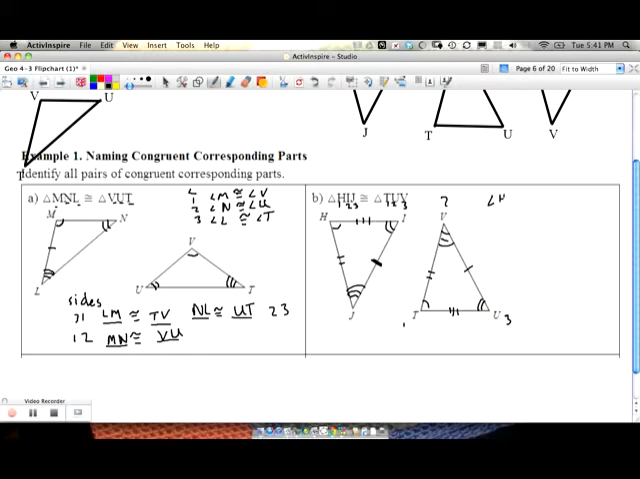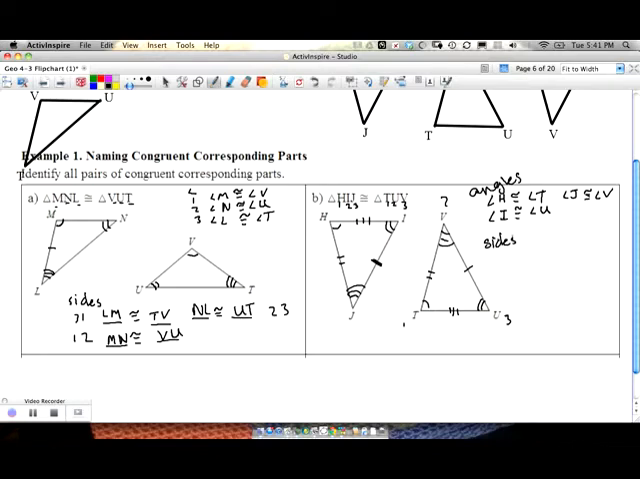So if I were to mark angles, angle H is congruent with angle, what would go with the H? Well, that's the 1, so the 1 from the other one is angle T. And then we have angle I, that's going to be congruent to the second one from the second triangle. That's angle U. And then the third angle here is going to be angle J is congruent with, what's it match up with? Angle V. So that's my angles.